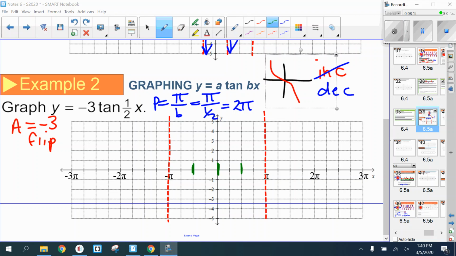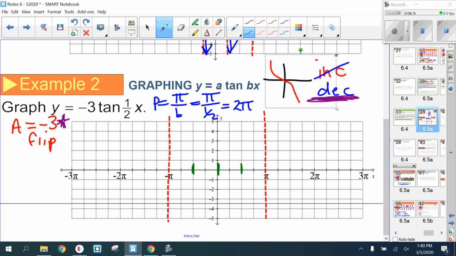So here's what you do. We've memorized that this thing is going to be decreasing because of the flip. But we also have this number of 3. So I don't need to plug in those numbers because I know the pattern. You can plug in the numbers if you want.